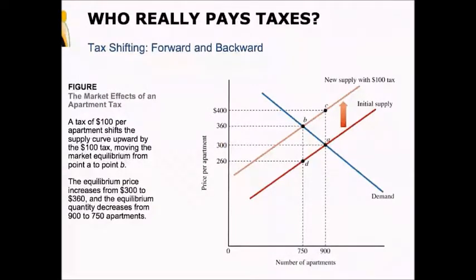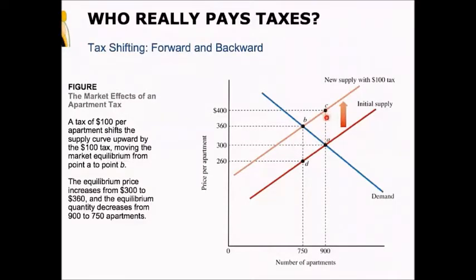Now let's institute a tax of $100 per apartment. That tax is going to shift the supply curve up $100 because the tax will increase costs associated with supplying apartments by $100. So we'll see a vertical shift up of the supply curve, and we can see if we compare point A to point C, that's a $100 shift.